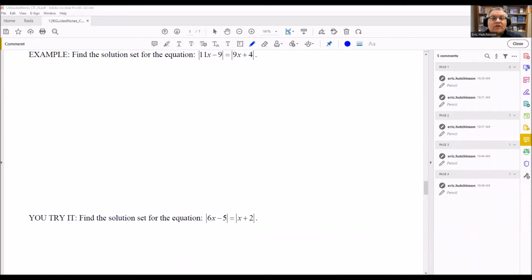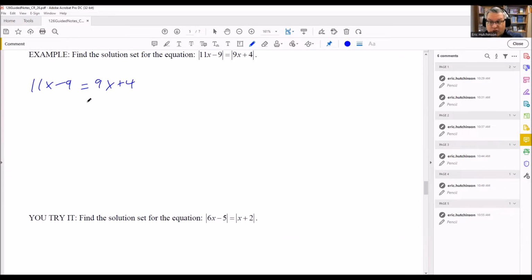If you have an equation that has an absolute value on both sides, you're still going to set up two equations for this one. The way that you're going to do that, for this problem here, you're going to do 11x minus 9. So you're going to drop that one. We're going to do one equation without the absolute values. So we just drop all the absolute values, and that's one equation.